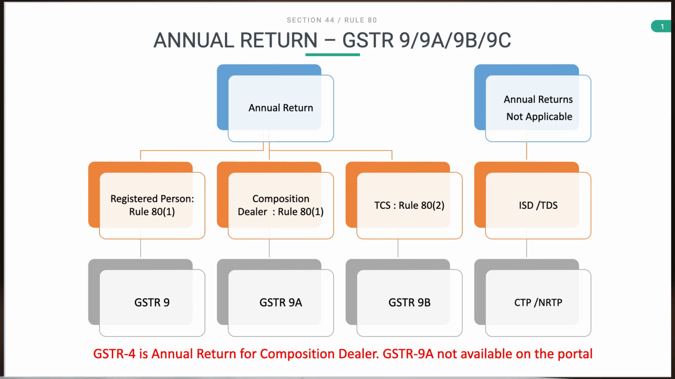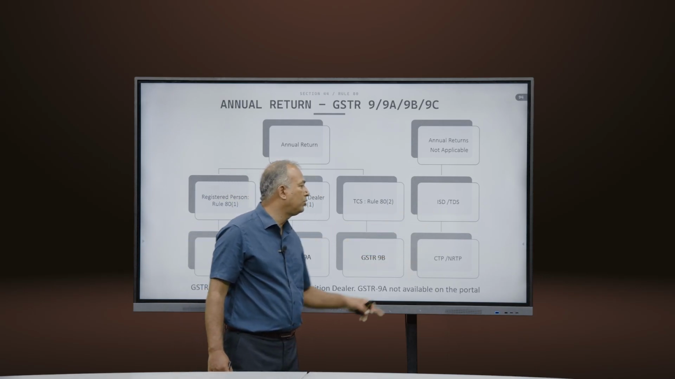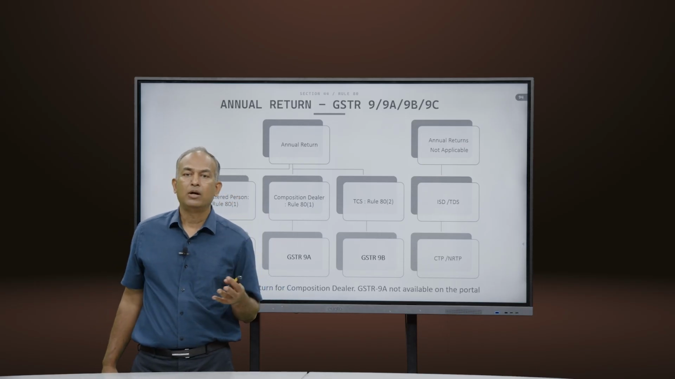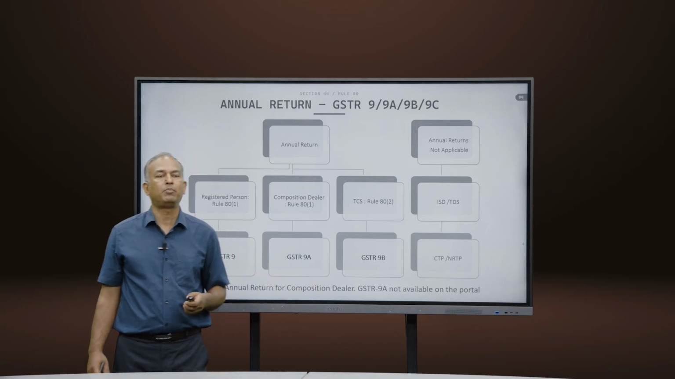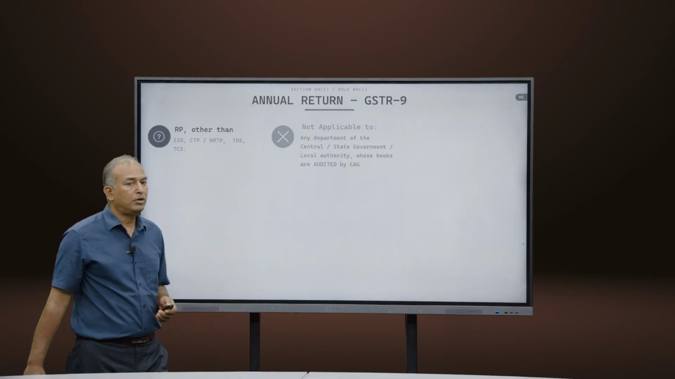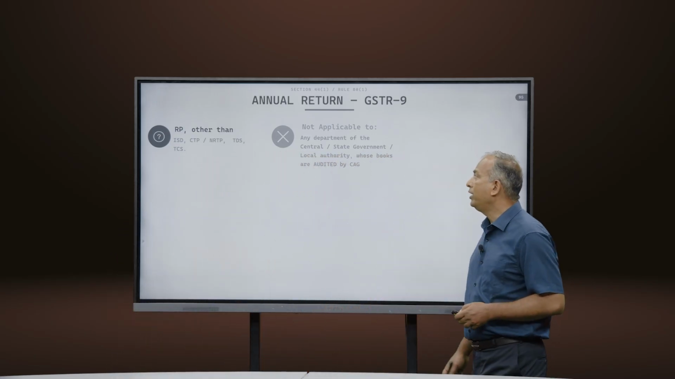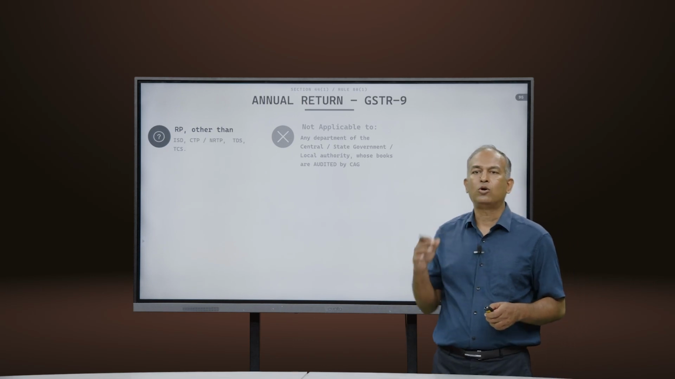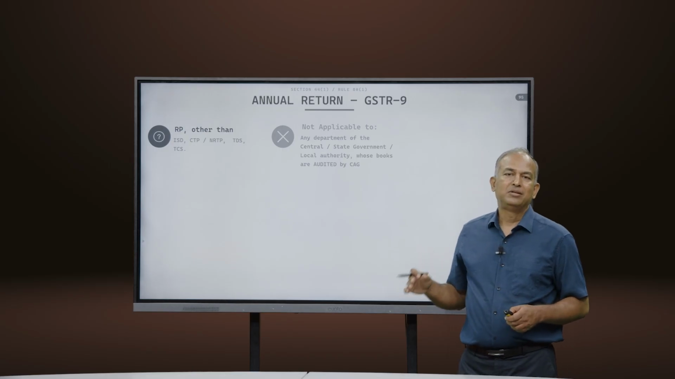Annual returns are not applicable to the ISD, TDS person. It is not applicable to a non-resident taxable person. And if you remember, the casual taxable person who files a GSTR 1 and a GSTR 3B, the annual return in GSTR 9 is not applicable. Again, in the same order, it is not to be filed by, remember, NC, no ITC, composition, non-resident, OIDAR, ISD, TDS, TCS. They don't need to file it.